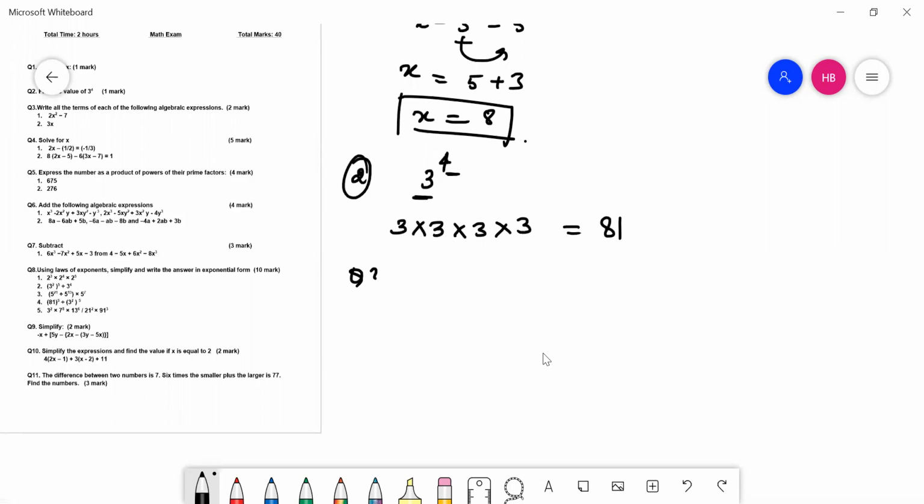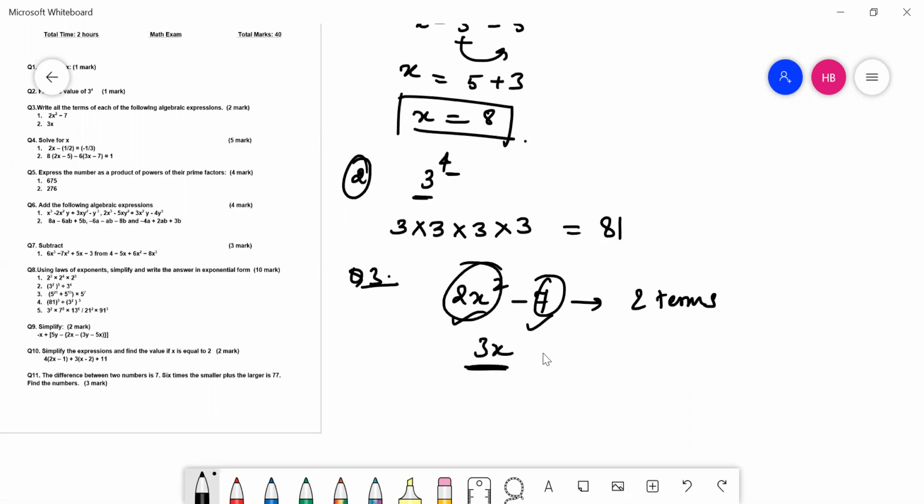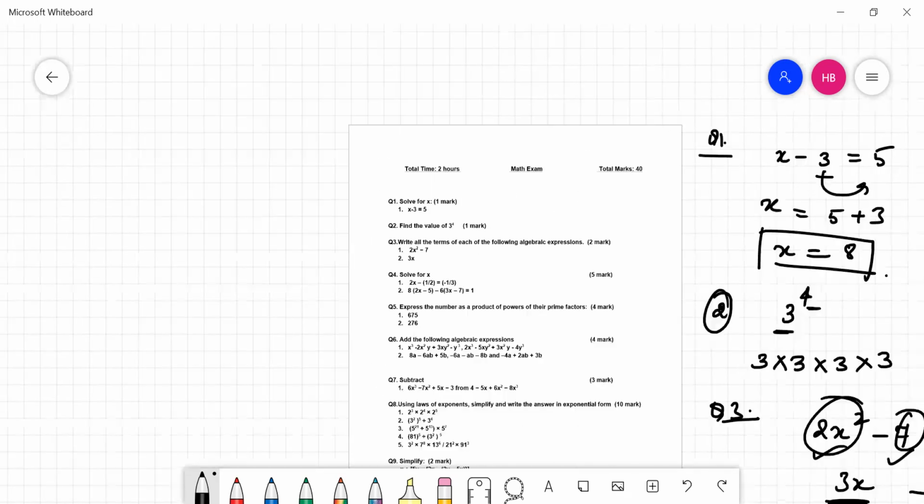Let's do question number 3. Write all the terms of each of the following algebraic expressions. So you have to tell how many terms are there in each algebraic expression. In 2x square minus 7, there are two terms. How do I know two terms? 1 and 2, which are separated by minus and plus sign. So there are only two things which are separated by a minus or plus sign, so there are two terms. 3x is only one term. So one term is there. So that's it.